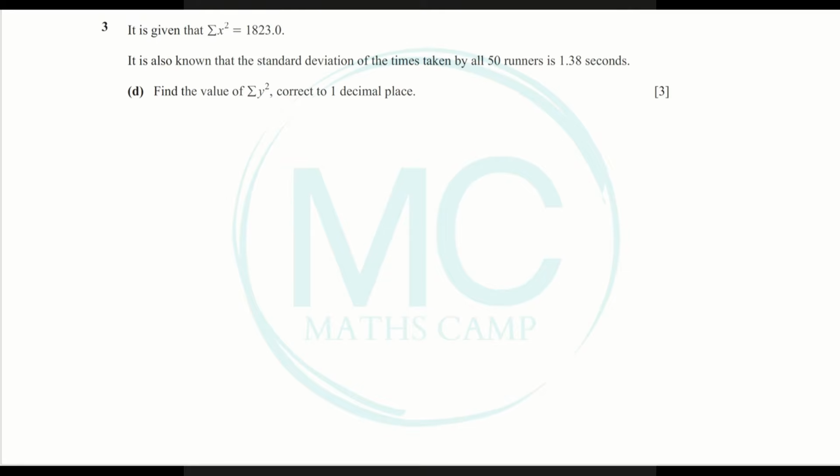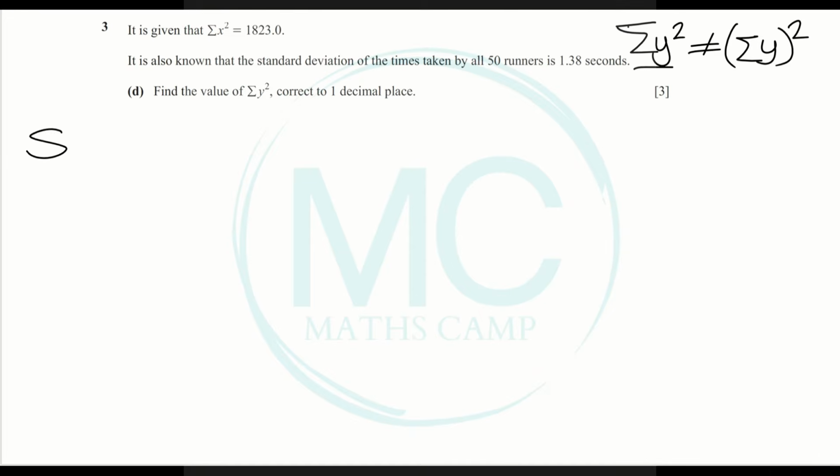It is also known that the standard deviation of the times taken by all 50 runners is 1,38 seconds. Part D says find the value of sigma y squared, correct to one decimal place. Now, please be careful. Sigma y squared is not the same as sigma y, all squared. But to find this value, sigma y squared, we can use the equation for standard deviation.